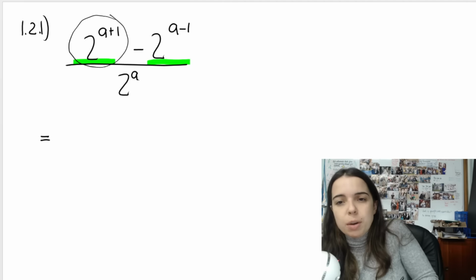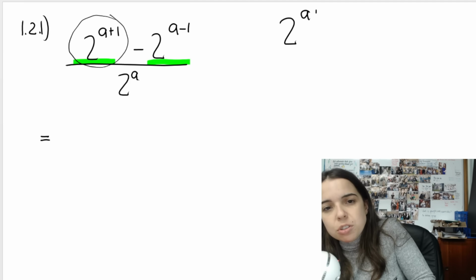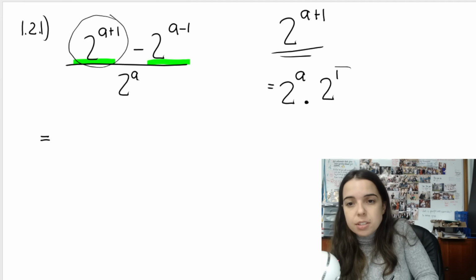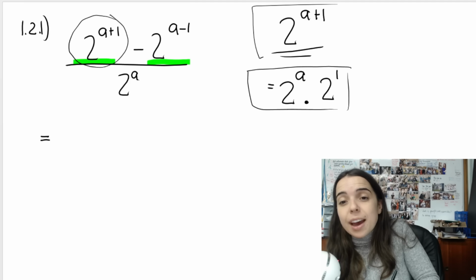I'm going to do it over here. I hope you know an alternative way to write this is like this: 2 to the power of a multiplied by 2 to the power of 1. This is the same thing as this.